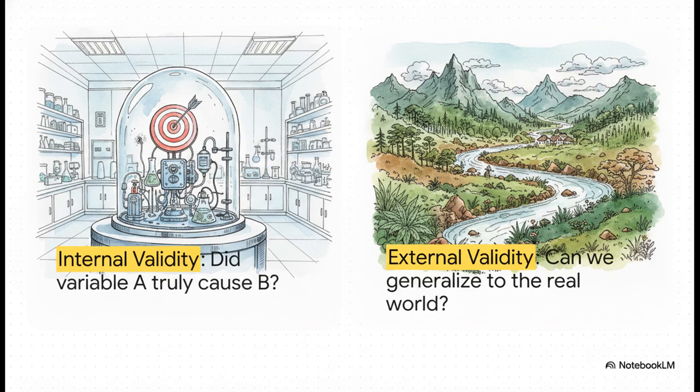Internal validity asks, did variable A truly cause variable B without any outside interference? Experimental designs usually win this battle, hands down. But external validity asks, can we confidently apply these findings to the real world outside of our artificial lab? And because non-experimental designs take place in natural settings, they almost always win the prize for external validity. It's a literal balancing act. Too much control makes a study feel totally artificial, but too little control makes its findings highly uncertain.